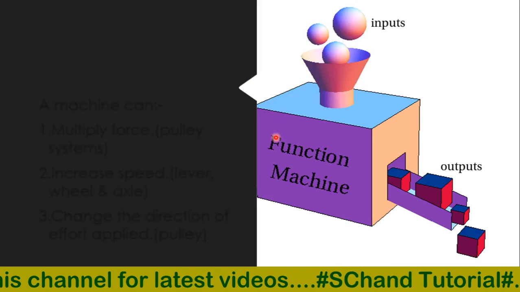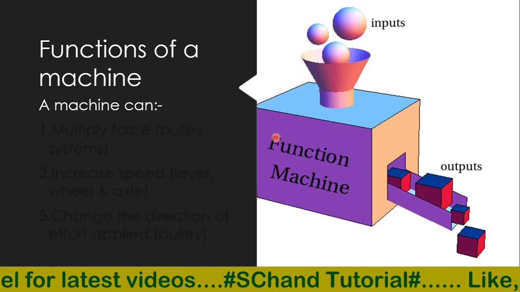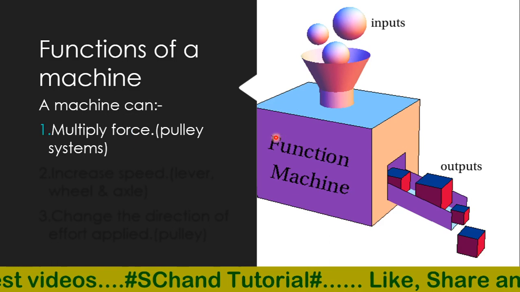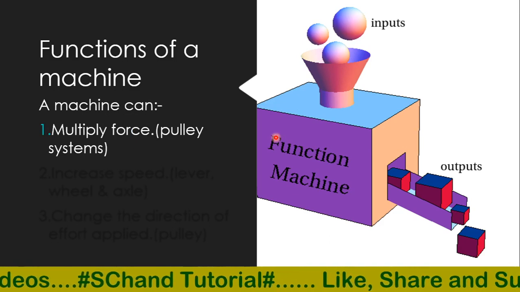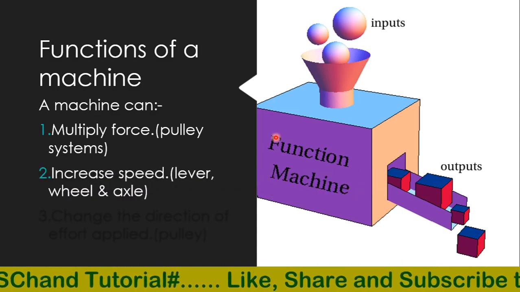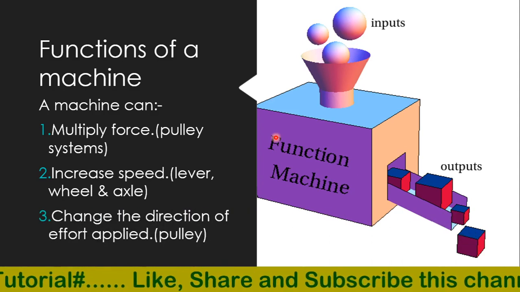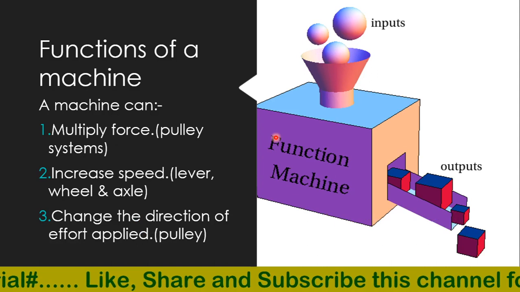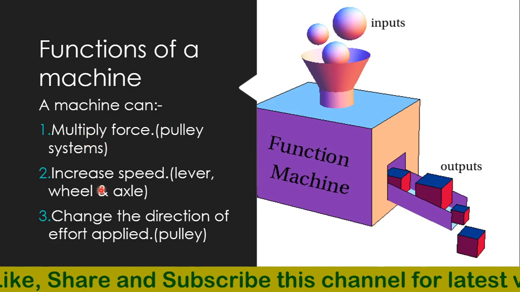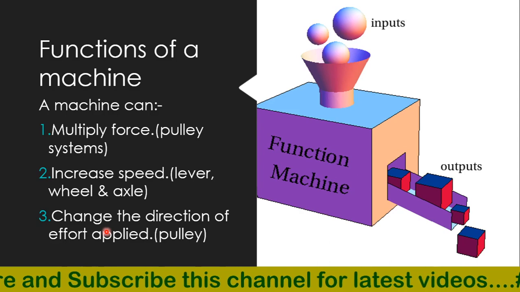So what are the functions of a machine? A machine can multiply force, such as a pulley system. A machine can increase the speed, such as a lever, wheel and axle, etc. And a machine can change the direction of effort applied, such as in the case of pulleys and levers. So these are the functions that a machine can perform: it can multiply force, increase the speed, and change the direction of effort applied.